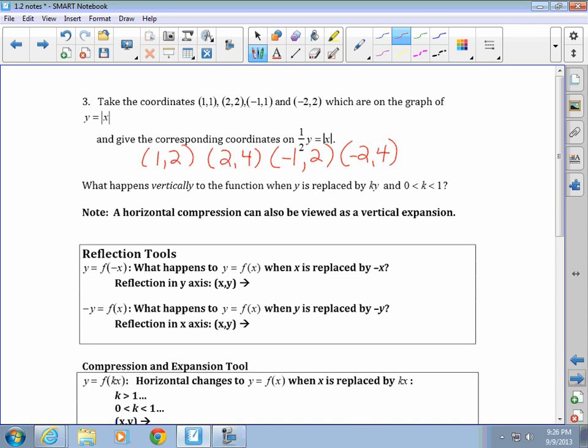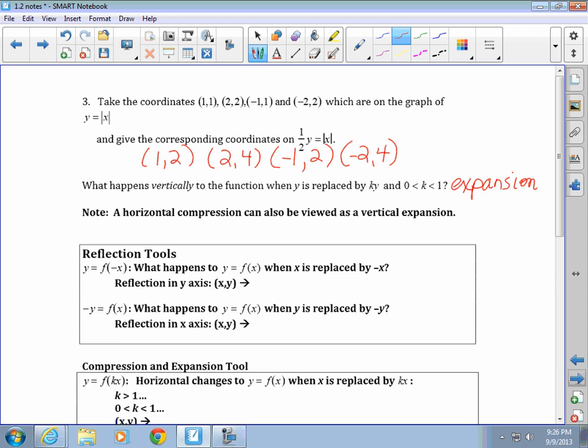So the question says, what happens vertically to the function when y is replaced by ky, and it's between 0 and 1, so it's a fractional value. It's an expansion. It's a vertical expansion, which, if you remember from the other stuff, was the same as a horizontal compression. So vertical expansion, horizontal compression mean the exact same things.